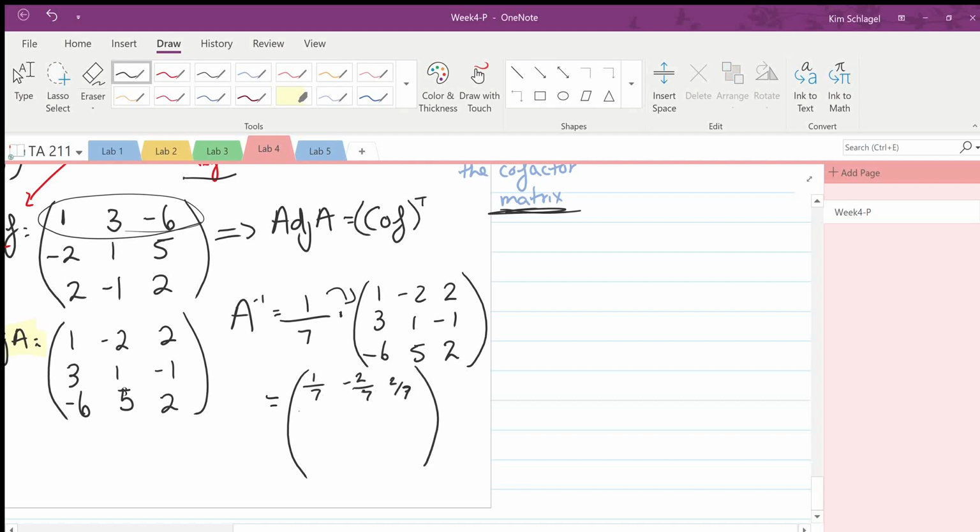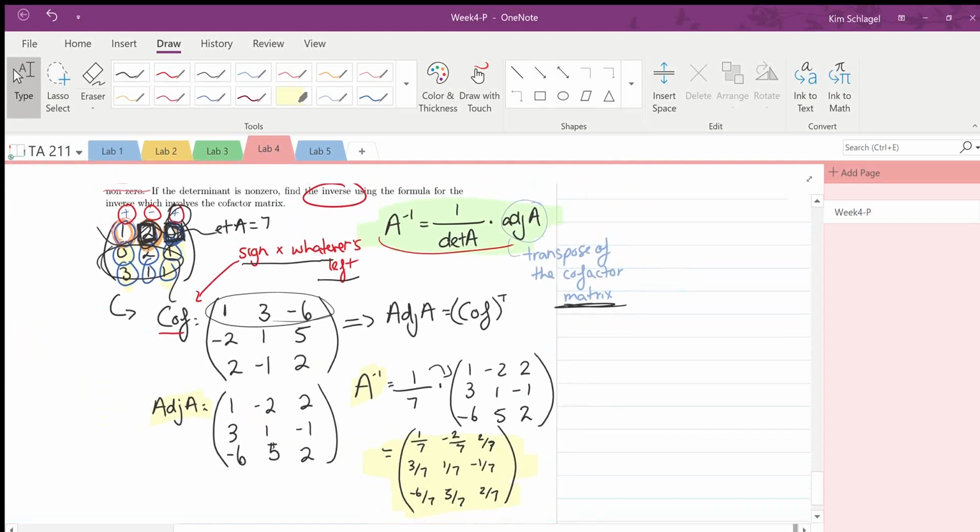So I'm just multiplying the 1 over 7 in. This right here is our A inverse. So that's how you go about using this formula.